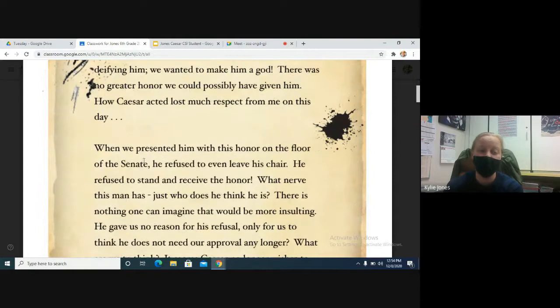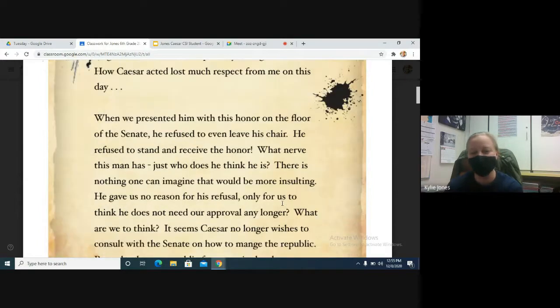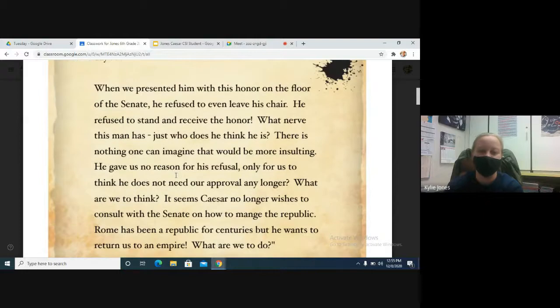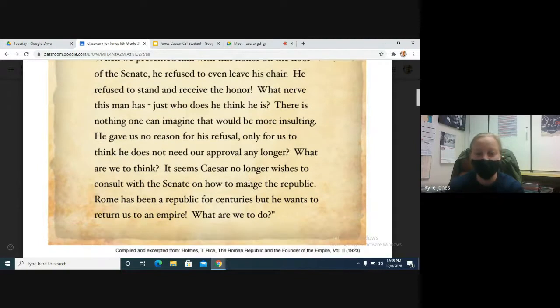When we presented him with this honor on the floor of the Senate, he refused to even leave his chair. He refused to stand up and receive the honor. What nerve this man has! Just who does he think he is? There's nothing anyone can imagine that would be more insulting. He gave us no reason for his refusal, only for us to think that he does not need our approval any longer. What are we to think? It seems that Caesar no longer wishes to consult with the Senate on how to manage the republic. Rome has been a republic for centuries, but he wants to return us to an empire.